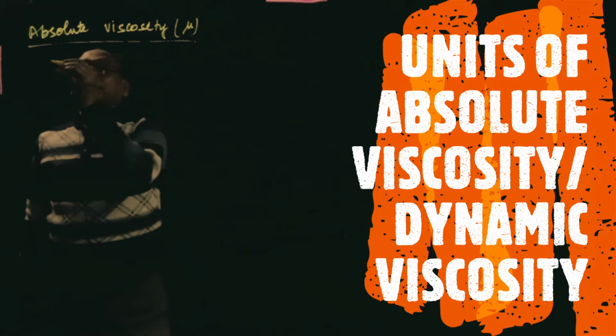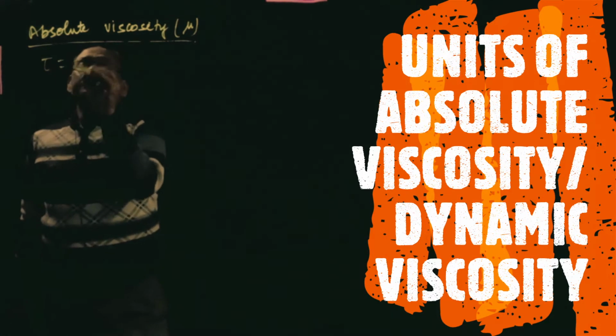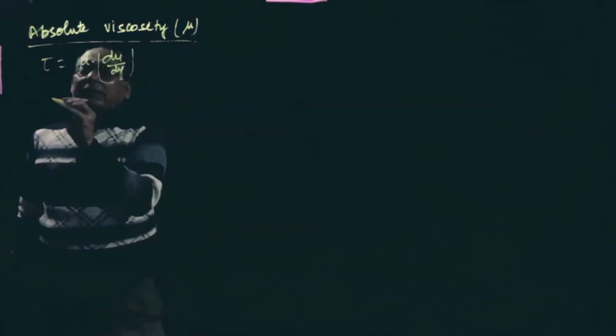Now, tau is equal to mu du by dy. Am I right? This is Newton's law of viscosity. So mu is nothing but tau by du by dy.